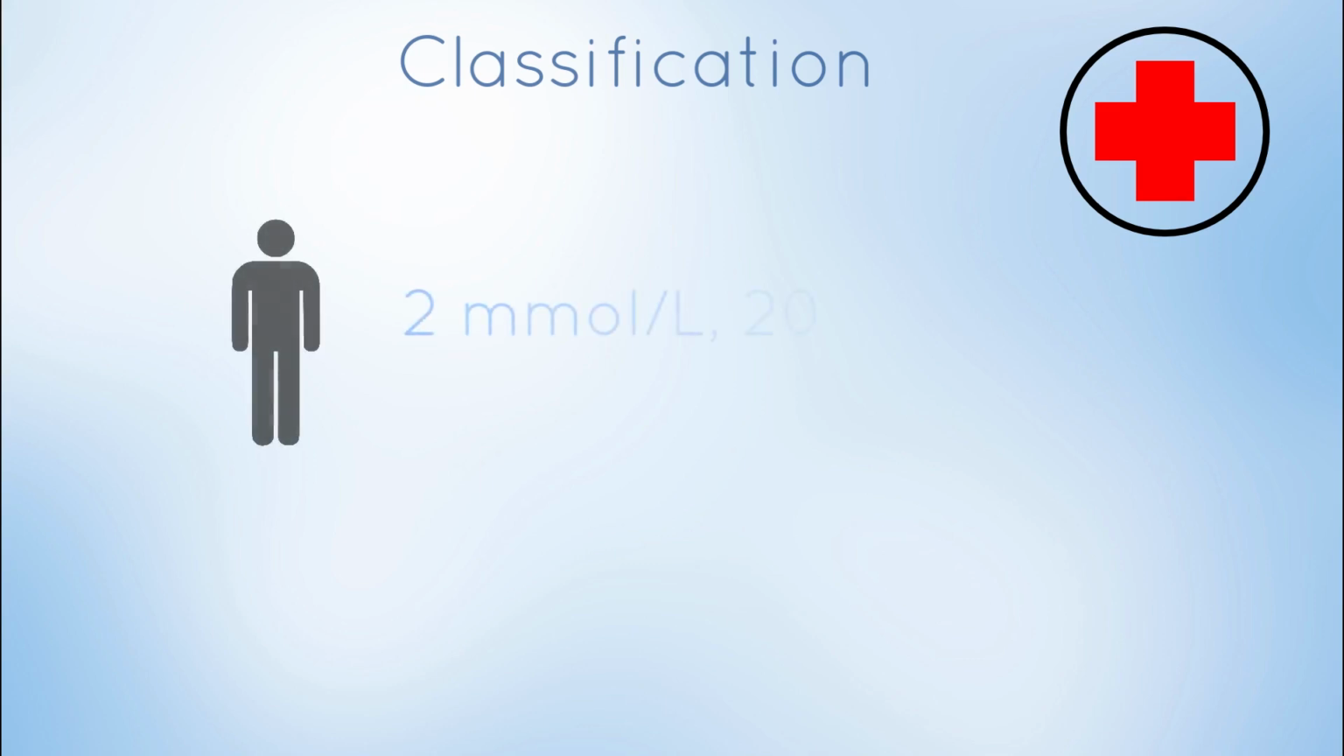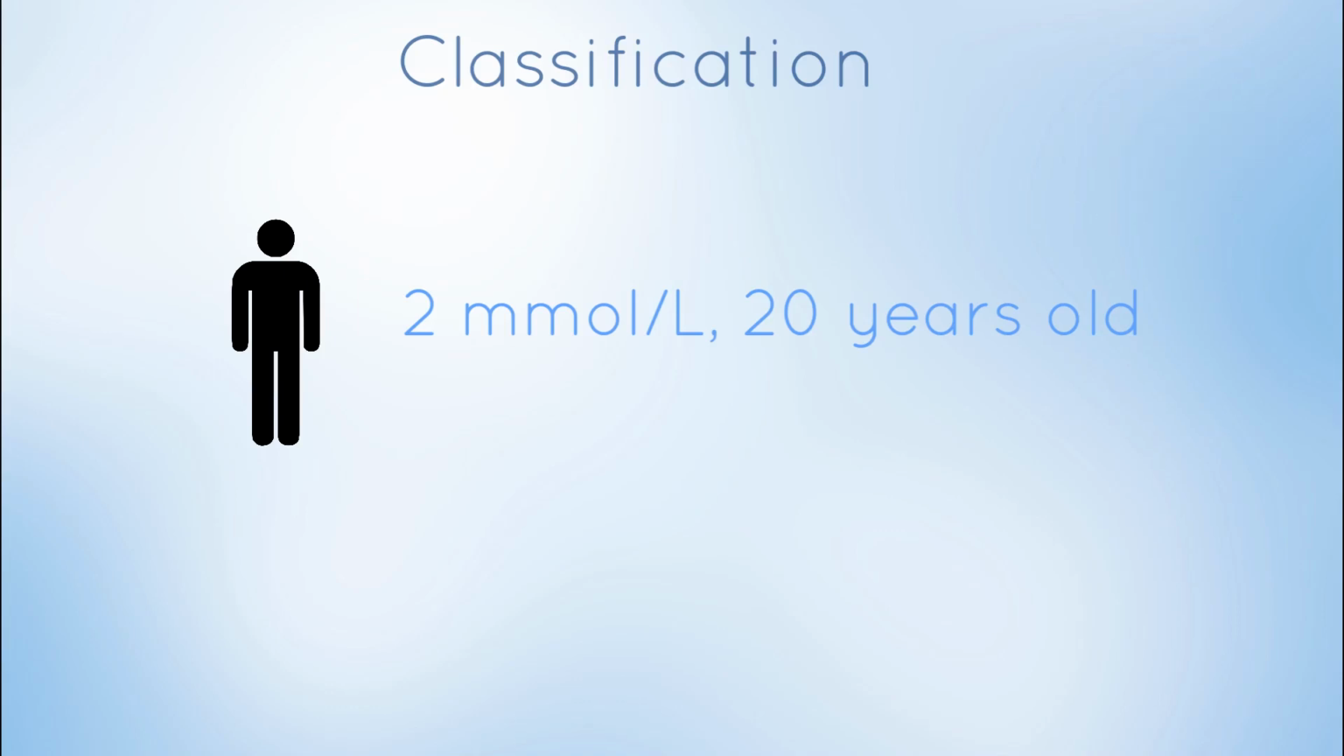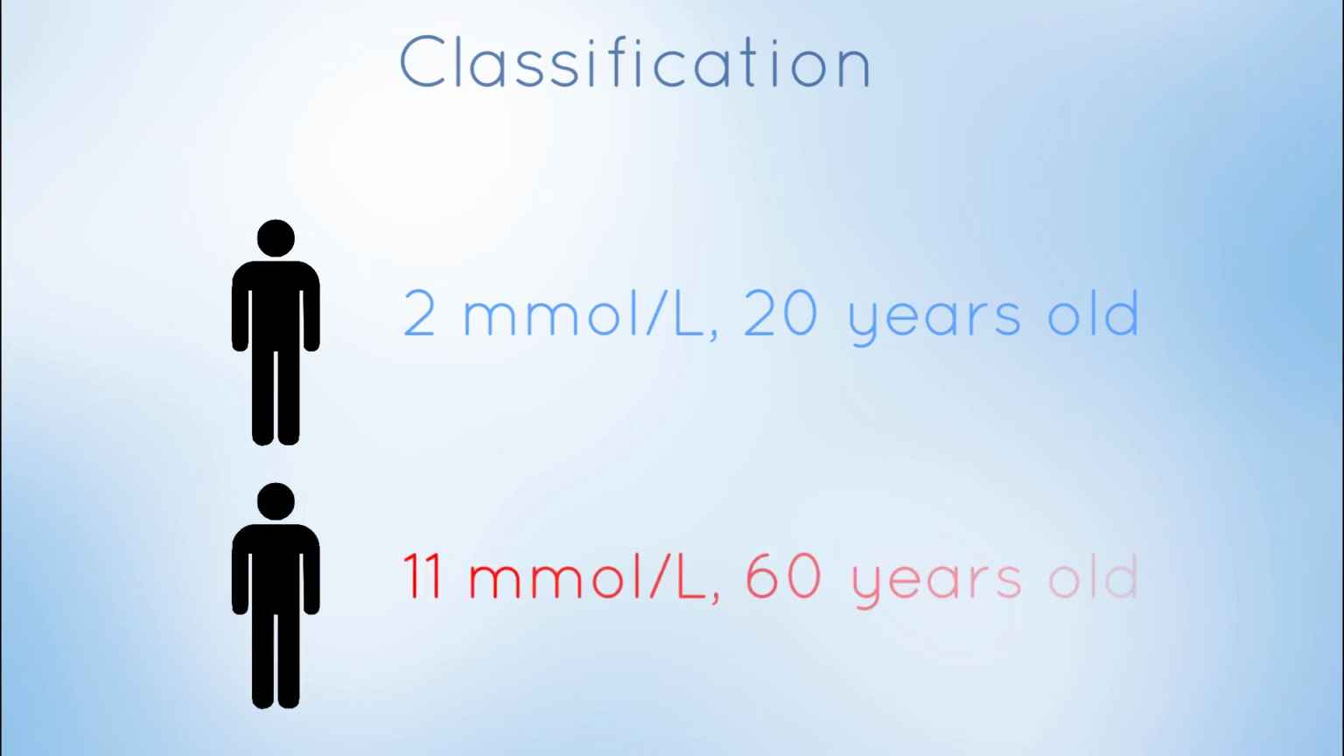Suppose one person has blood sugar levels of 2 millimoles per liter and is 20 years old. This person is young and their blood sugar levels are relatively low, and thus it's unlikely that they would be diabetic. They're in good health. Another person is 60 years old with blood sugar levels of 11 millimoles per liter. Obviously, this person is relatively older with a very high blood sugar. So we'll assume it's very likely that they are diabetic.